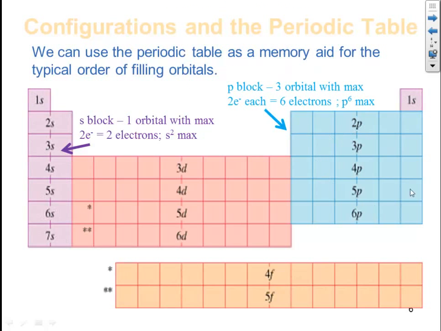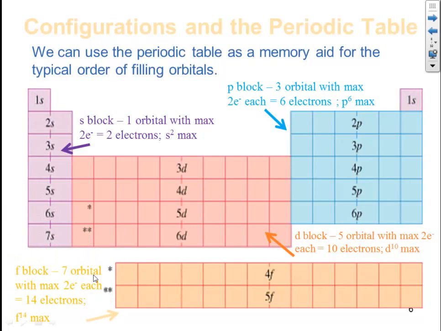Here is your p block. Okay, maximum of 6 electrons. Basically, each one of these blocks counts as one of the p6s. p1, p2, p3, p4, p5, p6. The d block is right here. Remember, the d block had 5 orientations. -2, -1, 0, +1, +2. 2 electrons per each orbital. That's a total of 10 electrons maximum. d1, 2, 3, 4, 5, 6, 7, 8, 9, 10.